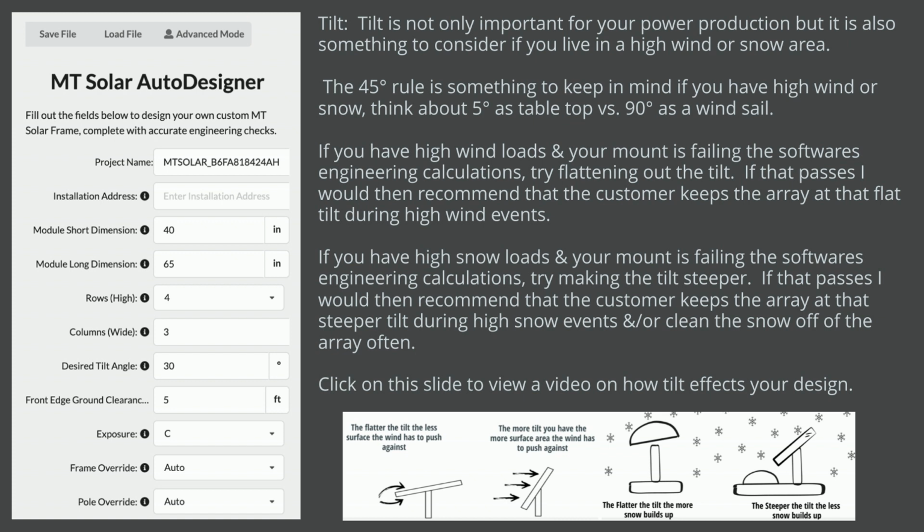If you have high wind loads and your mount is failing the software's engineering calculations, try flattening out the tilt. If that passes, I would then recommend that the customer keeps the array at that flat tilt during high wind events. If you have high snow and your mount is failing the software's engineering calculations, try making the tilt steeper. If that passes, I would then recommend that the customer keeps the array at that steeper tilt during high snow events and cleans the snow off of the array often. Click on this slide to view a video on how tilt affects your design.